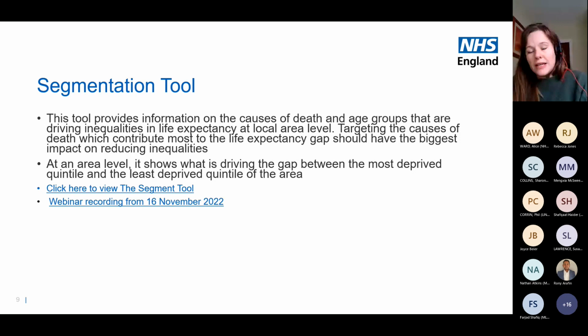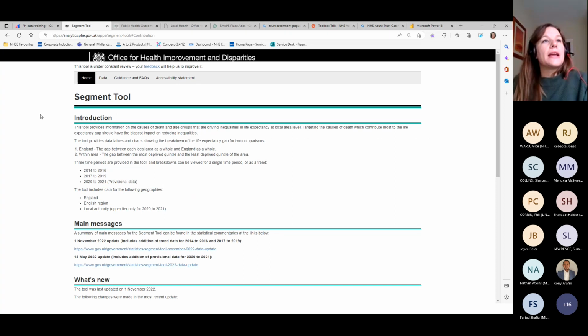The segmentation tool is really useful for answering those high level questions around evidence for inequalities within our local populations and across subgroups, and understanding what the causes of death are that are driving those inequalities that we see. So I'm going to show you what the landing page looks like.